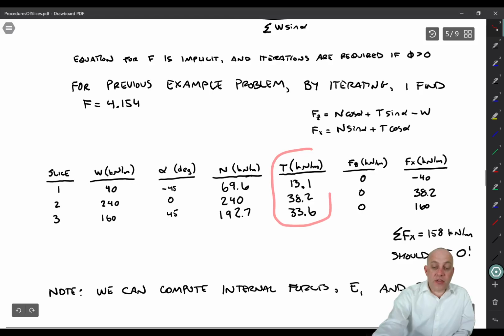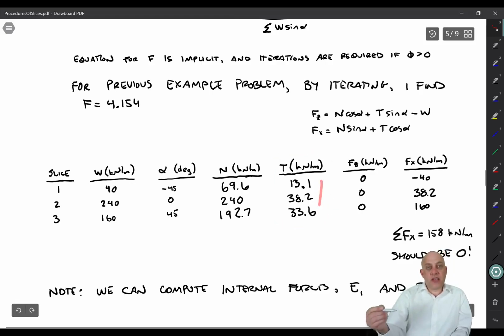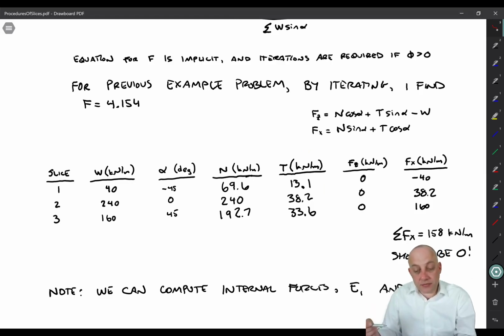And then the t values are summarized in the table right here. Notice these t's are all positive. That means that they're all acting from left to right to provide resistance to the slope.